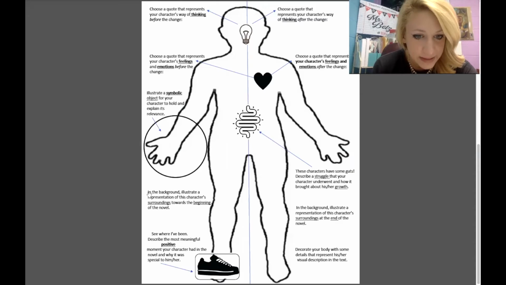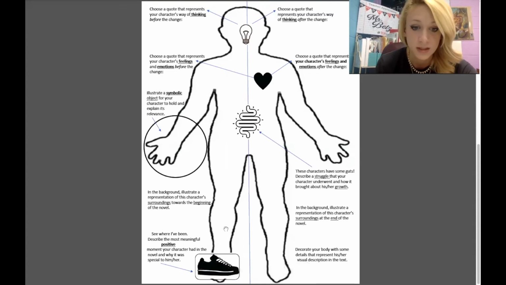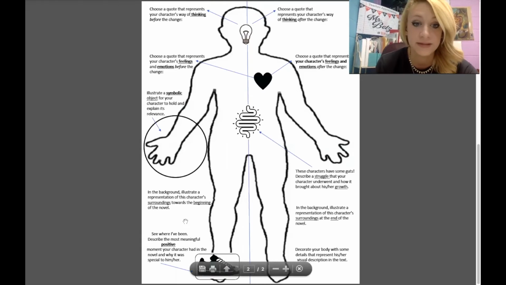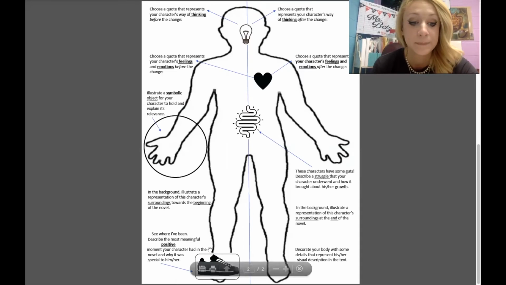Okay, let's keep looking. In the background, illustrate a representation of the character's surroundings towards the beginning of the novel. And then on the right-hand side, in the background, illustrate a representation of the character's surroundings at the end of the novel. So again, you can fill this in the background over here. You can design it however you want. You have creative freedom, but I'm going to show you an example in a moment here.